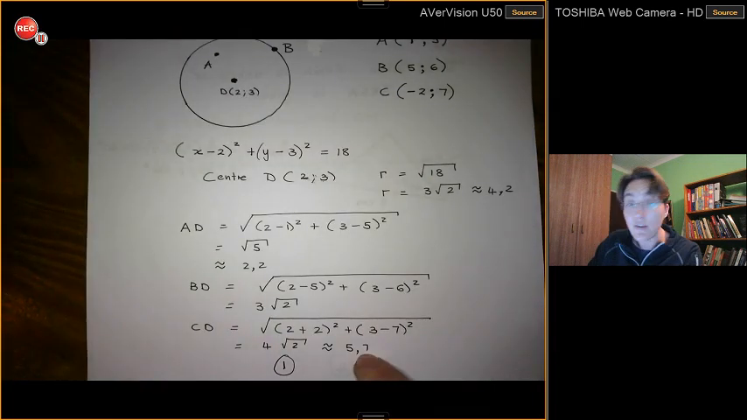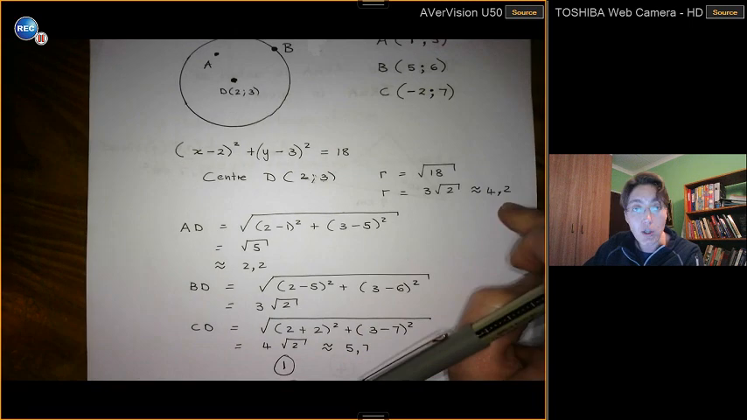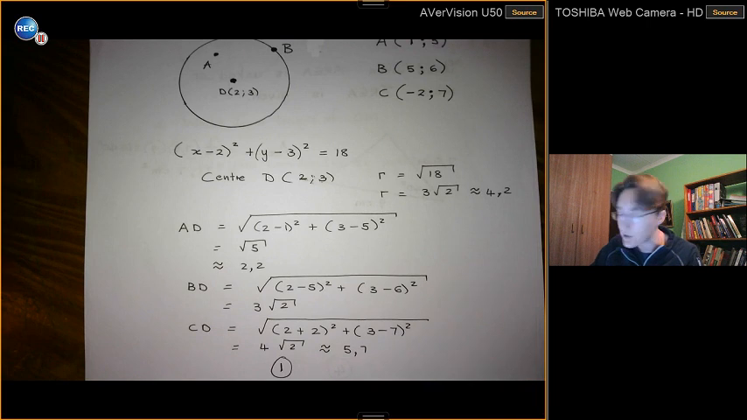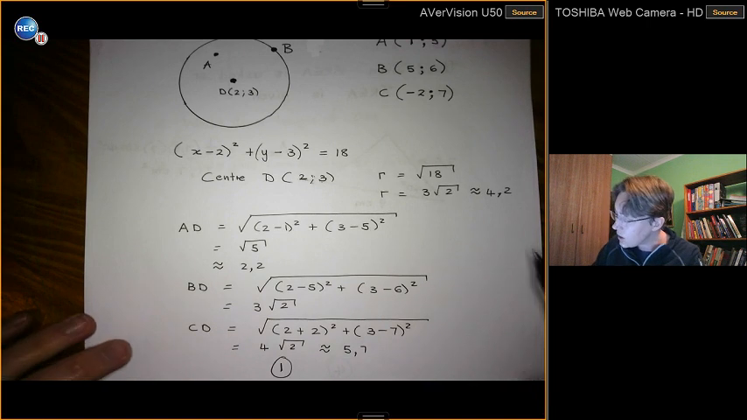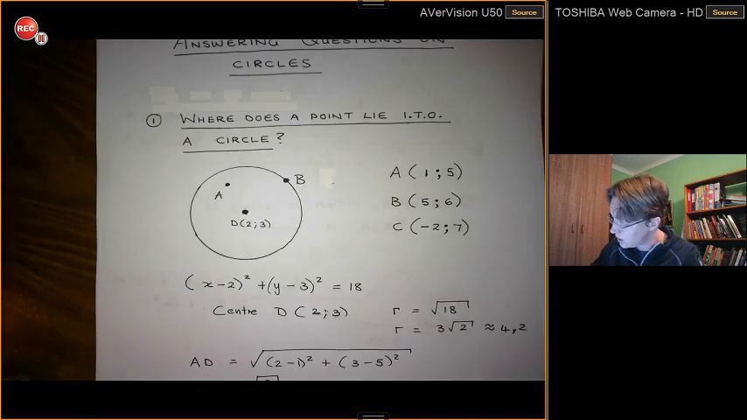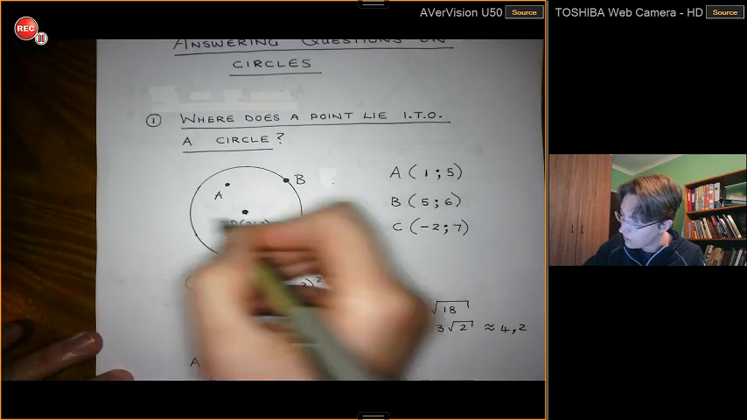So 5,7 is obviously bigger than that 4,2 units, which is the length or the distance from the center to the circumference, the length of the radius. So that means this point then lies outside the circle. And that's probably going to lie somewhere over there.